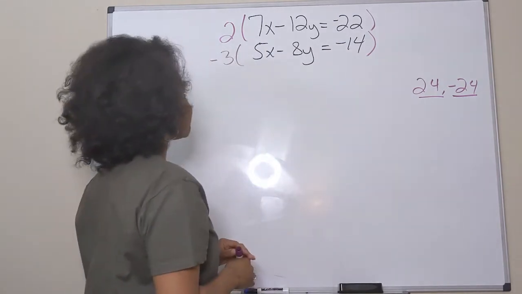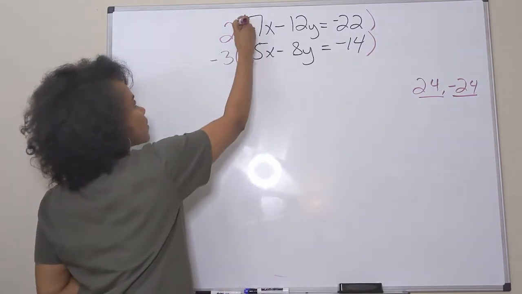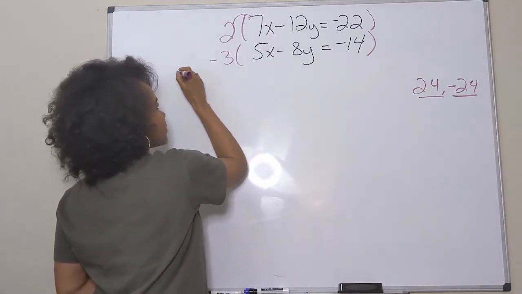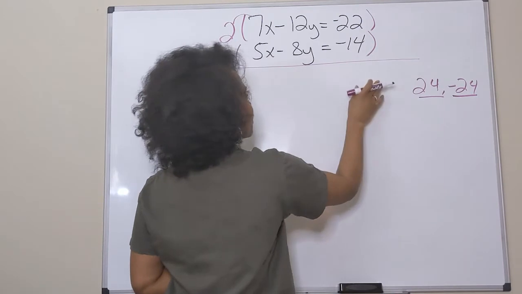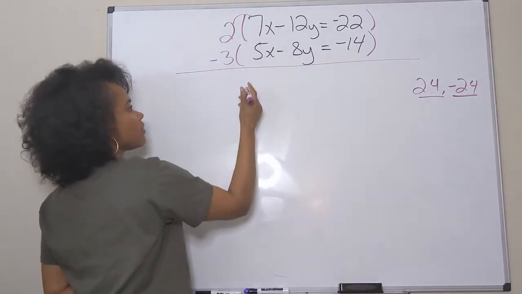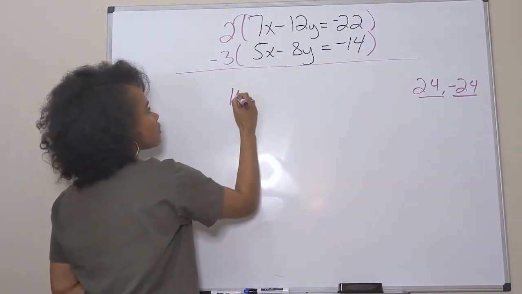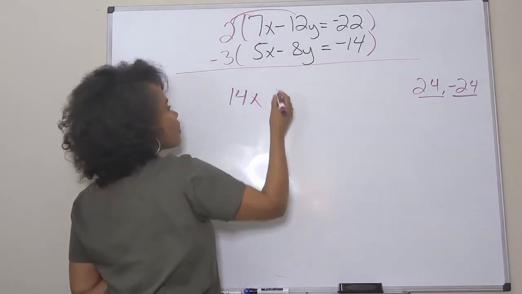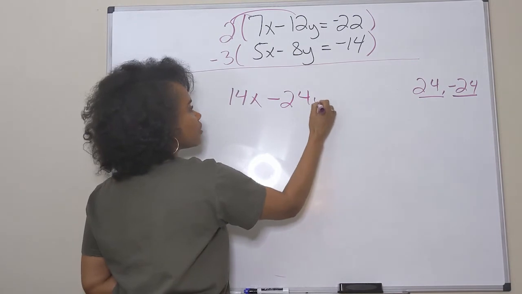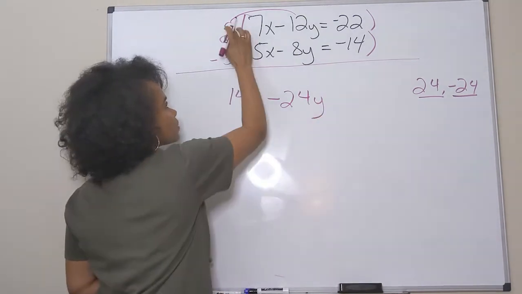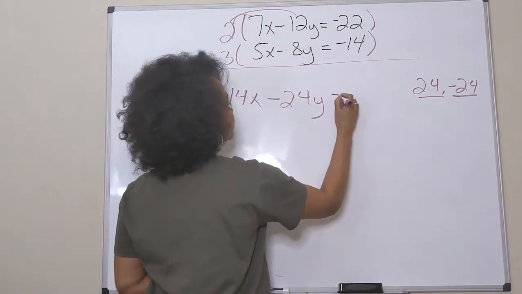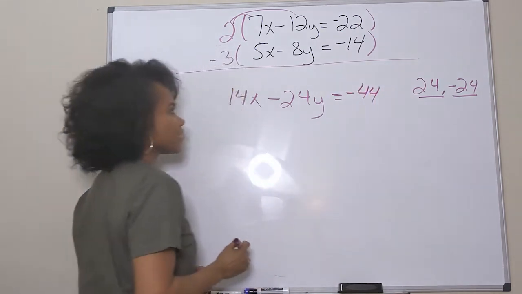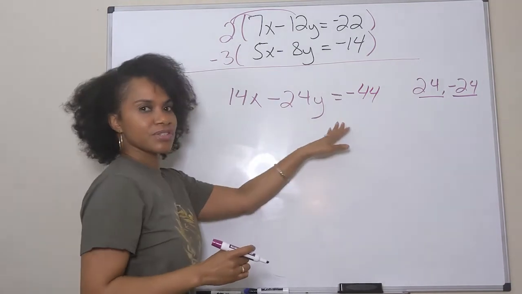All right, so let's go ahead and multiply through. I'm just going to draw a line here to separate my work. 2 times 7, that gives us 14x. 2 times negative 12y is negative 24y. 2 times negative 22 is negative 44. All right, so I've multiplied that first equation.